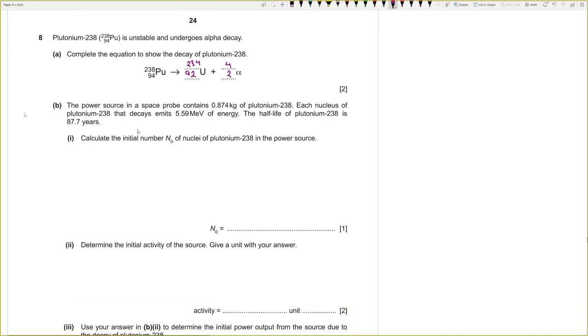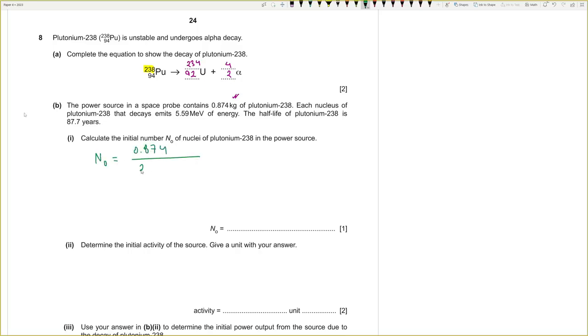So let's do this. We have the half-life, which we need later. The first step is actually pretty simple. You have the mass of plutonium. You also have the Mr of plutonium, which is 238. So you can find out the mass of one atom of plutonium. So what is the mass of one atom of plutonium?